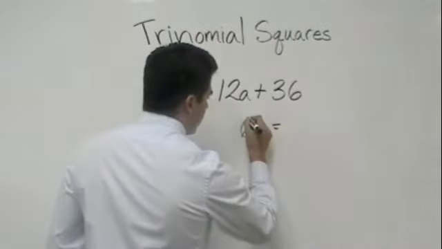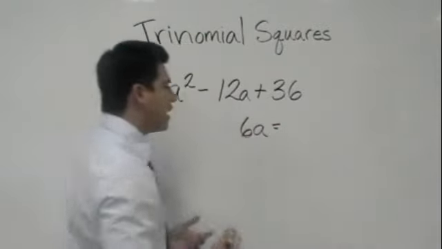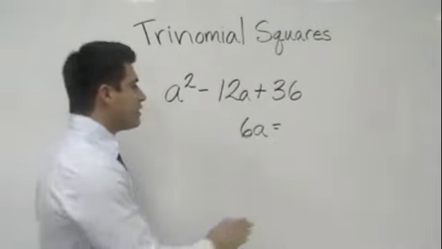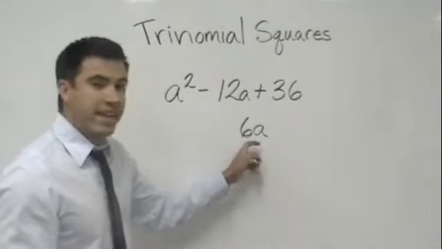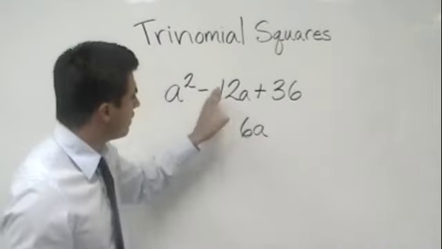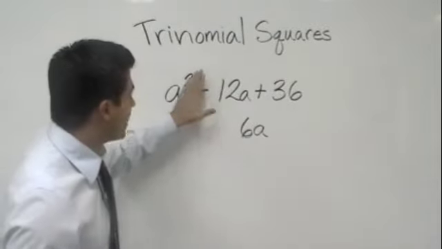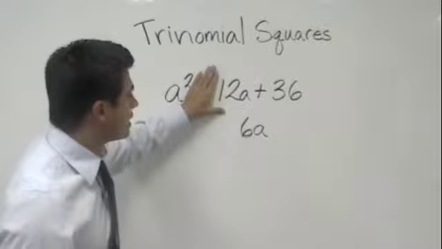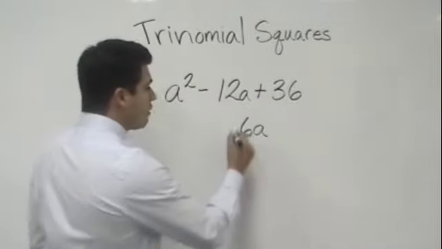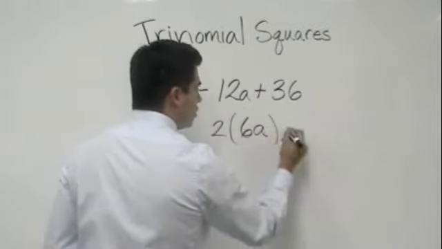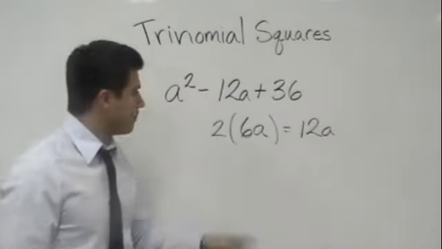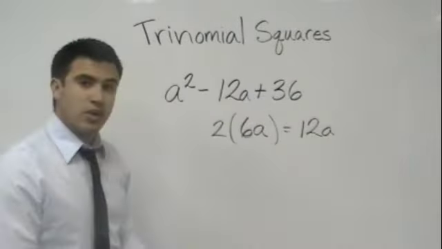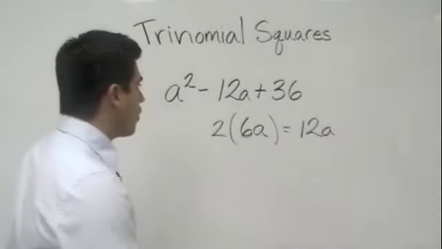Good. Okay. So now, one other thing we have to check is, let me go ahead and erase that for you. We have to see if we multiply this by 2, will it give us the number? Don't worry about the sign, just worry about the number. Will it give us the number in the middle? Well, if I took 6a times 2, that would give me 12a. Hey, what do you know? That actually does work, so we know that this is a trinomial square.